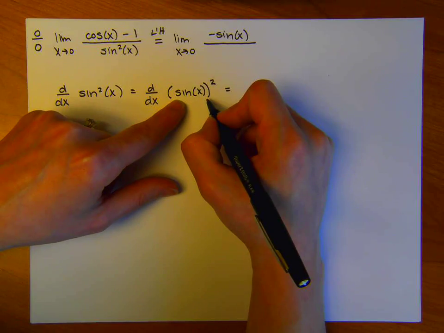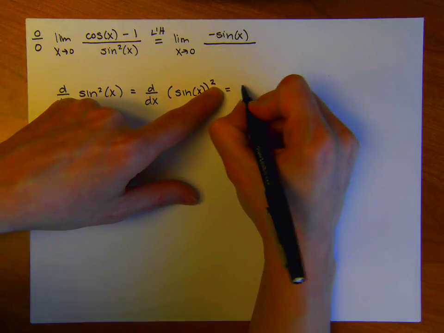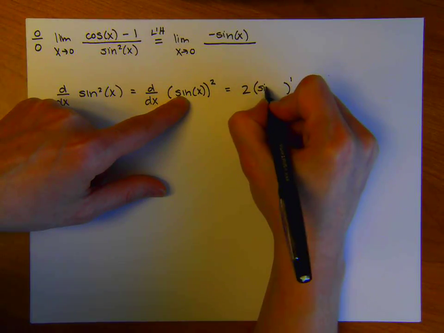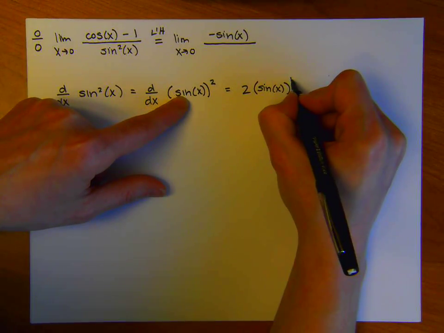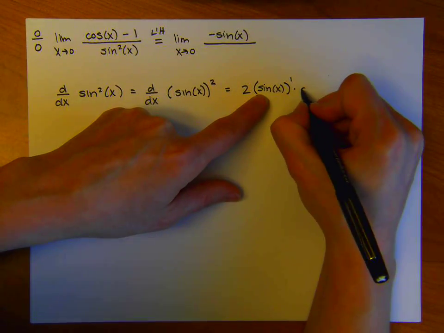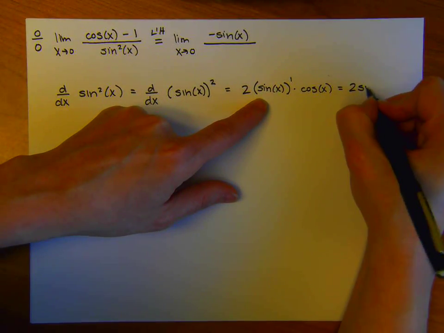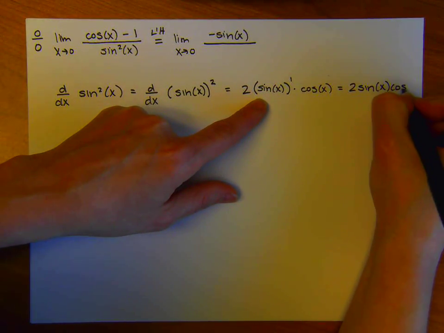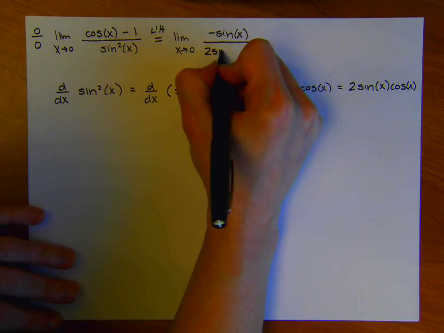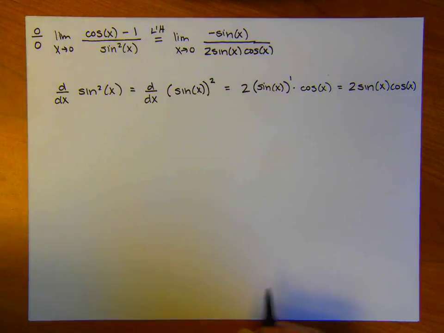My inside function is sine, my outside function is squared. So derivative of the outside, evaluated at the inside, and that's a first power, times the derivative of the inside. Derivative of sine is cosine. So writing that more simply, I get 2 sine x cosine x. Okay, so that's what's going to go up here. 2 sine x cosine x.